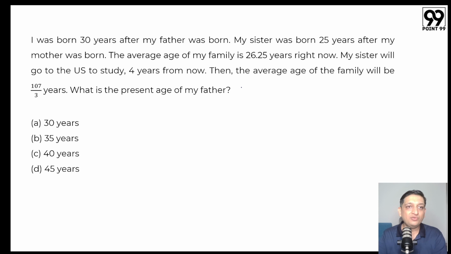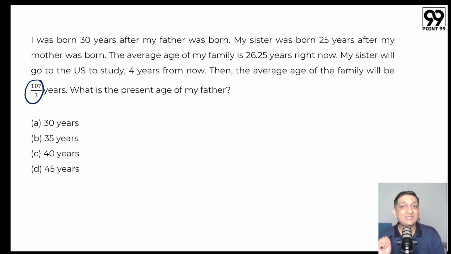My sister will go to the US to study 4 years from now. So after 4 years, my sister is going to go to the US to study. Then the average age of the family will be 107 by 3 years. Very nice number, 107 by 3. Some of you might feel bad about this because there is a 107 by 3 bit involved, but some of you will be very excited because there are 3 members and 107 by 3 is the average.